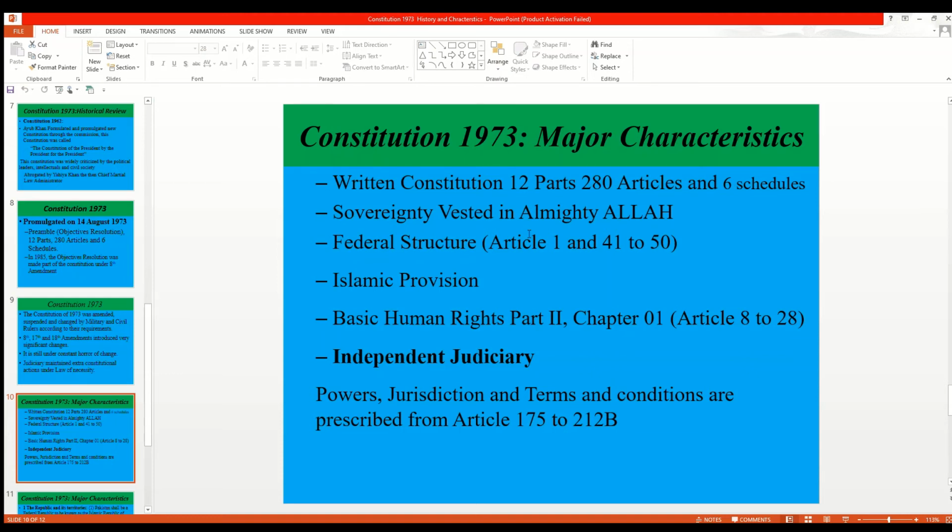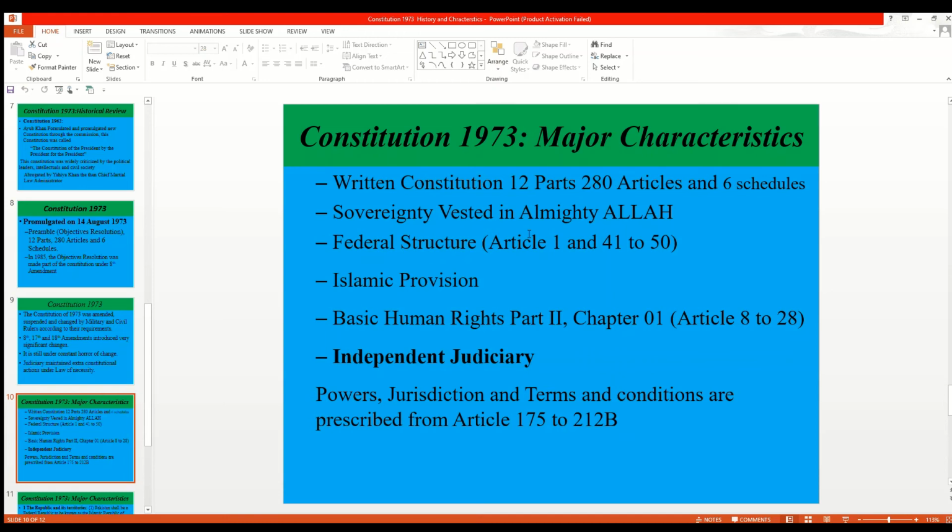The next important aspect of this constitution is the basic human rights. Part 2, Chapter 1 declares the basic rights of the people, Articles 8 to 28. Pakistan is a constitutional state. The basic rights of the people are included in the Constitution of Pakistan, and these are guaranteed by the independent judiciary of Pakistan.